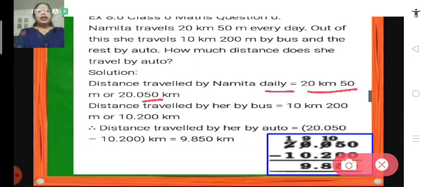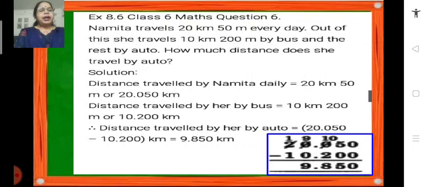Now, the distance travelled by her by bus is 10 kilometers 200 meters, or we can write it as 10.200 kilometers. So, what is the distance travelled by auto? It is 20.050 kilometers minus 10.200 kilometers. So, we have done the subtraction here like this by placing them according to the place values, aligning the decimal points. From the extreme right, we start the subtraction.